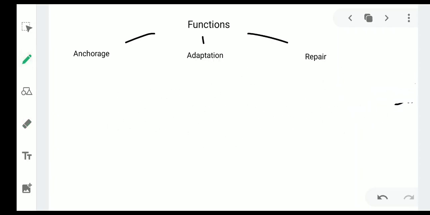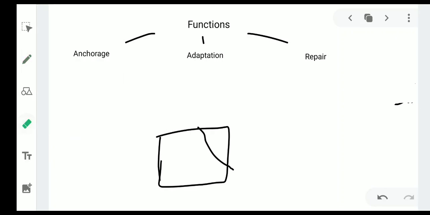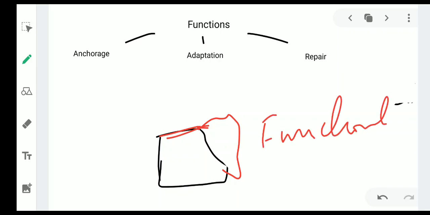For example, you have a shape like this and it gets broken on one side, and then you repair it like this. It will still serve the function of a block, but its shape has changed now. So this is known as functional repair, so that function remains the same.